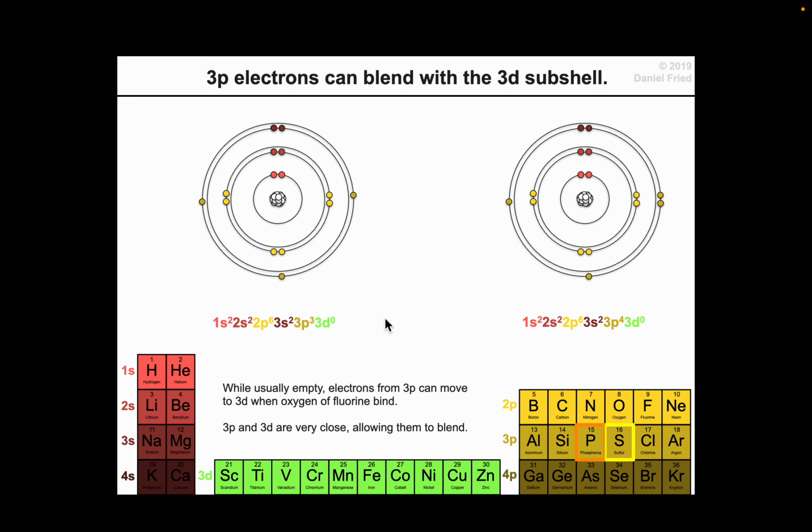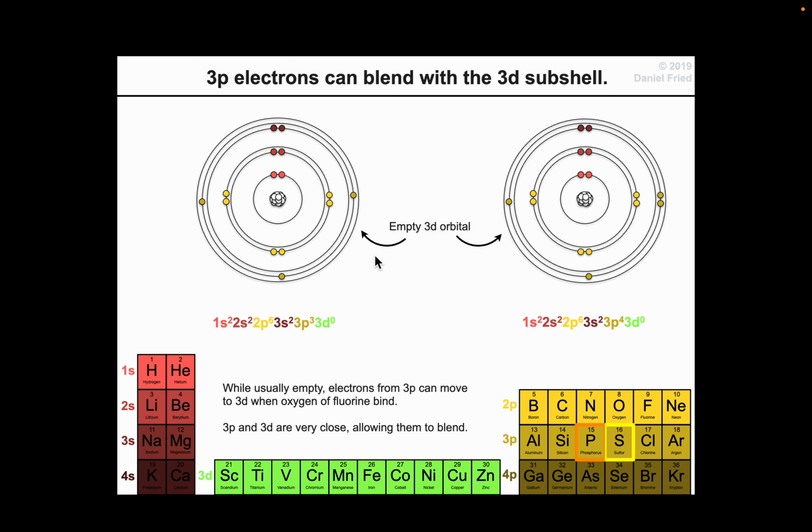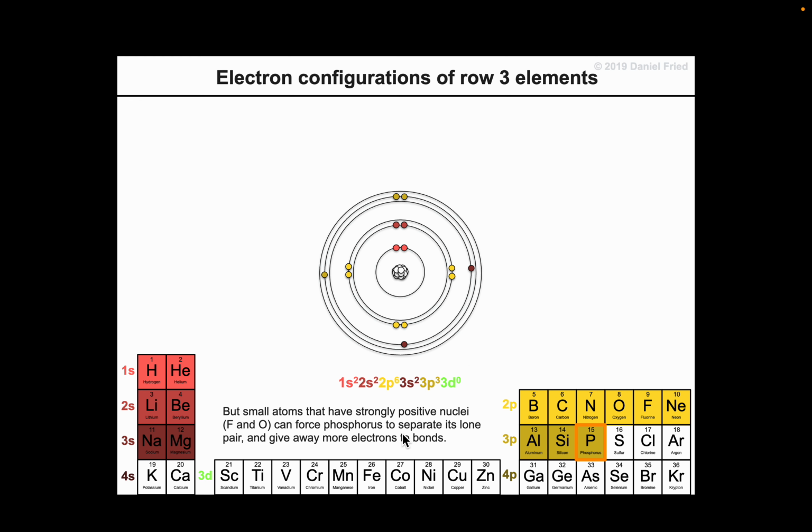Why? 3p electrons can blend with the 3D subshell. There's an empty 3D orbital over here, and the electrons are very close, allowing them to blend in. Phosphorus, as expected, forms 3 covalent bonds with its single electrons. But small atoms with strong positive nuclei, like F and O, can force phosphorus to separate its lone pair and give away more electrons to bonds.